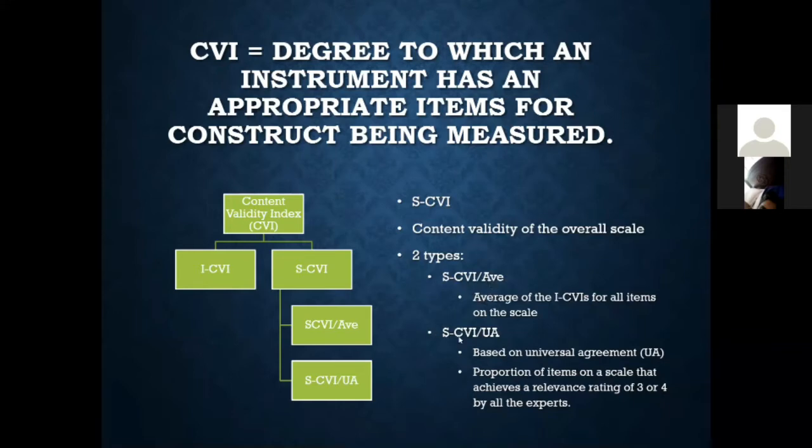Another one is SCVI universal agreement, UA. It is the proportion of items on the scale that achieve a relevance rating of 3 or 4 by all experts. Okay, so these are two different methods. From my experience, SCVI average is better, but you can always report both values.